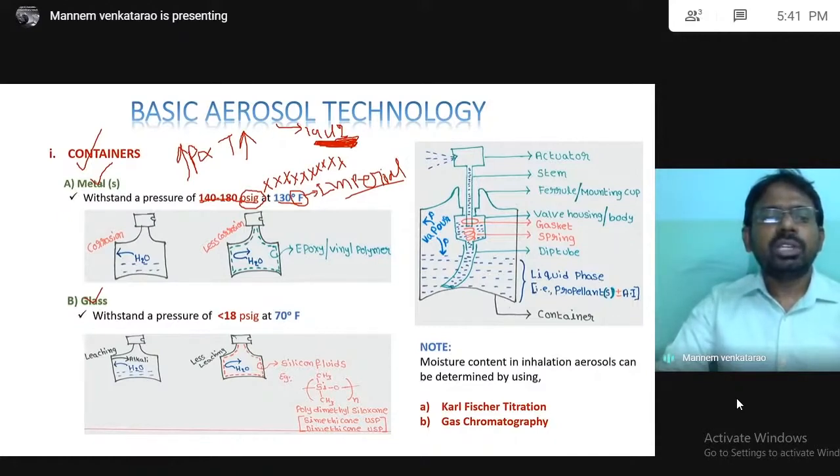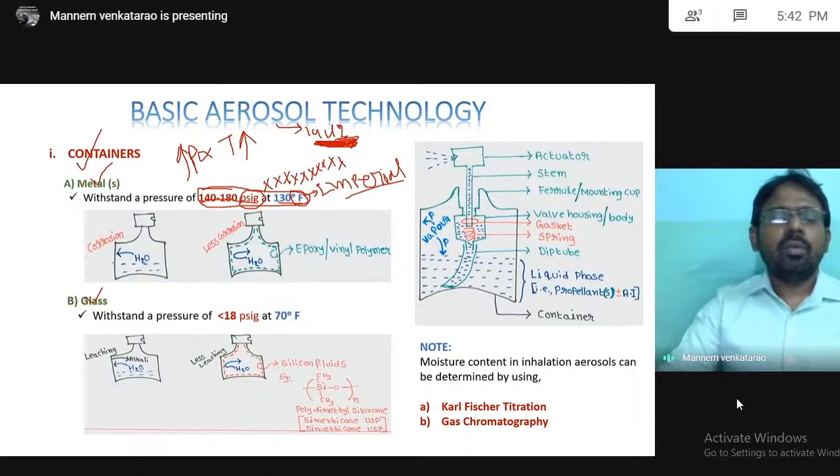Once again, metals. Which metals are used? That metal must withstand a pressure of 140 to 180 pounds per square inch gauge, which is measured at 130 Fahrenheit. This is the most important point in aerosol containers. Next, what is the problem with the containers?